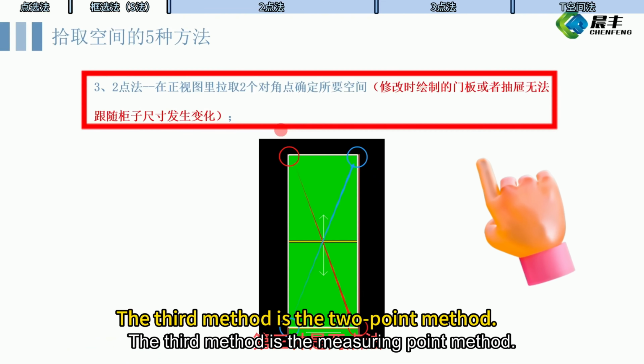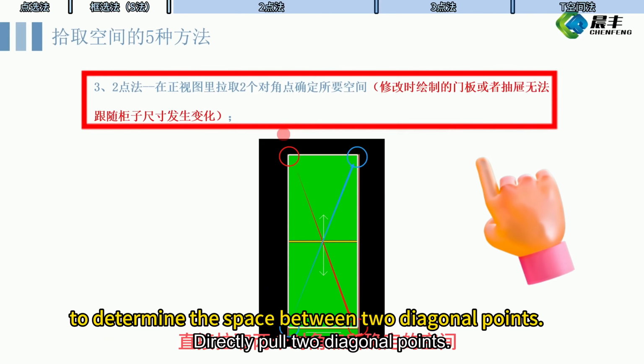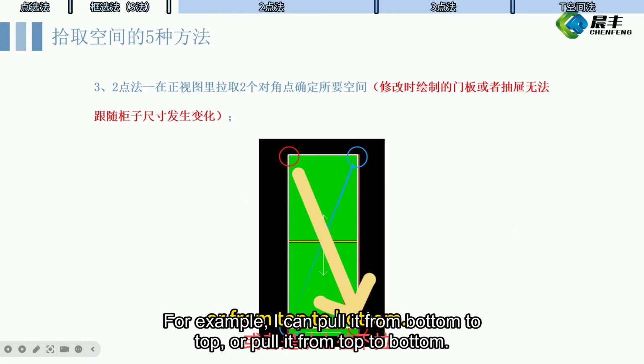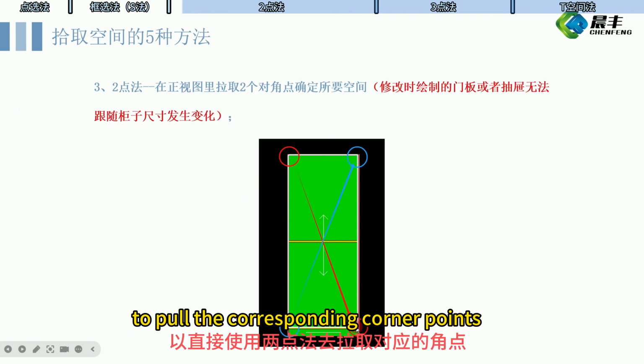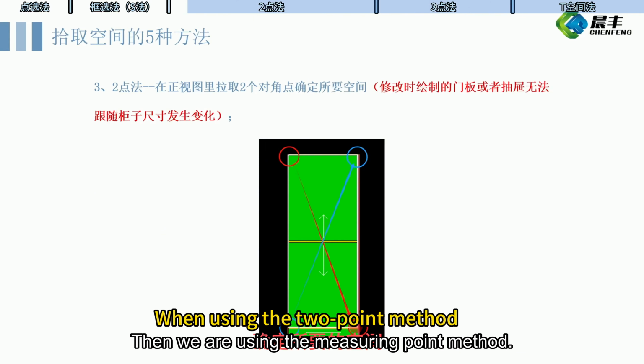The third method is the measuring point method. The measuring point method is used in the front view. Directly pull 2 diagonal points to determine the space. For example, I can pull from bottom to top, or from top to bottom. Just select the diagonal points. We can directly use the measuring point method to pull the corresponding corner points and determine the space required.